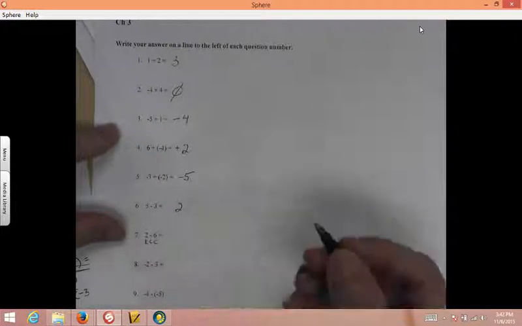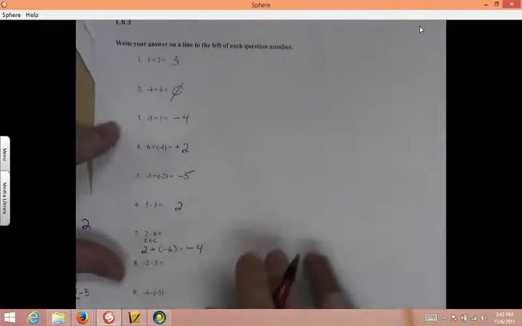Right here, 2 minus 6. Now if you can do it in your head, great. If you can't, use your KCC. And when we do that, we end up with 2 plus a -6. Signs are different, so I've got more negatives here, so it's negative, and the difference between 6 and 2 is 4, so the answer is -4.